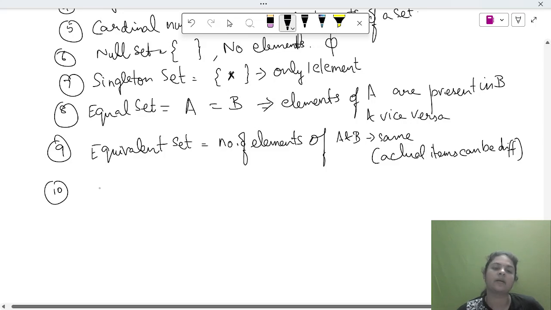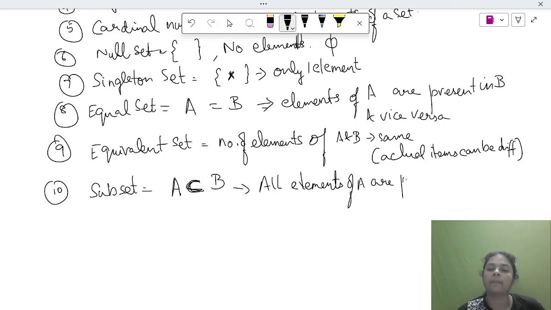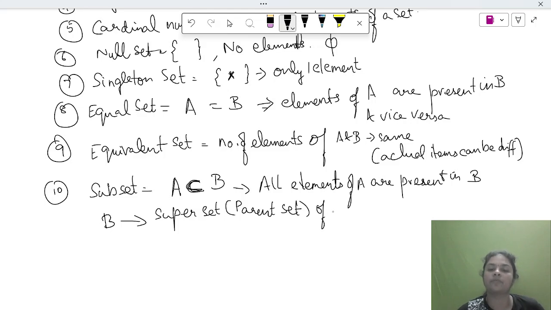Next, subset and superset. Now if I say A is a subset of B, with this symbol representing the subset, it means that all elements of A are present in B. Where B becomes the superset, or otherwise the parent set of A. So if A is a subset of B, then B is the superset of A.